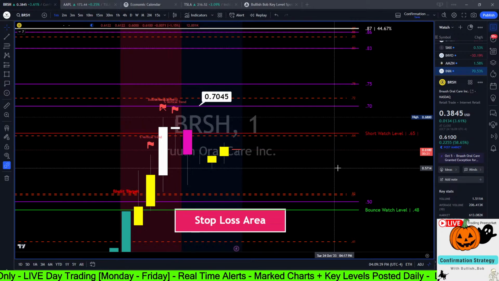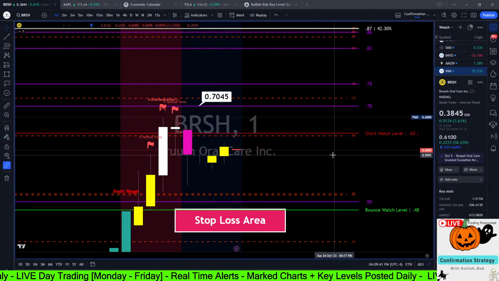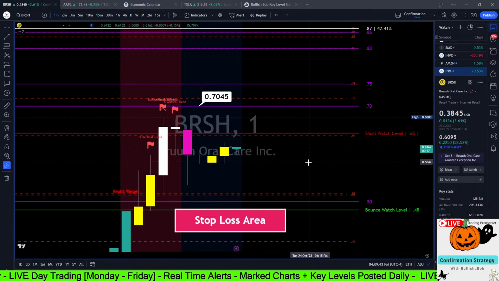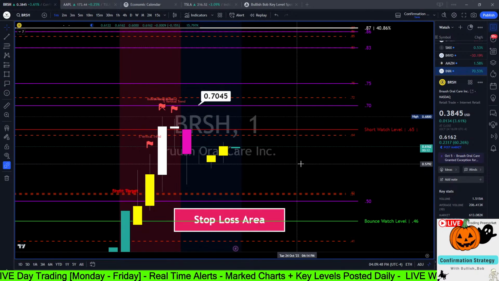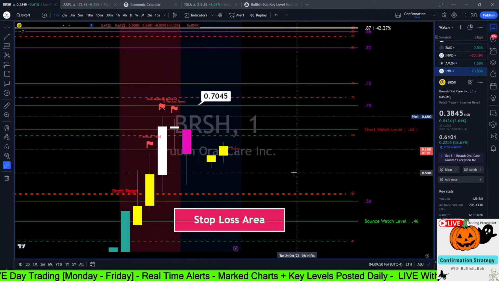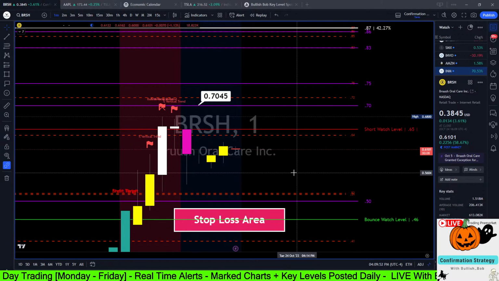Seen a few prints on there, but I think they're wonky prints. So BRSH is still our best bet. If we're looking for continuation and bullish momentum, I guess this is our best bet right here. Doesn't mean it's going to happen.